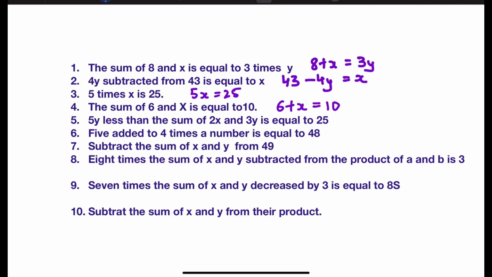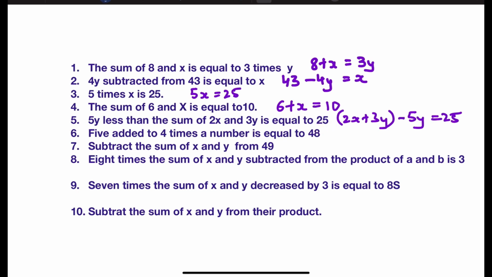5y less than the sum of 2x and 3y is equal to 25. Okay, maybe I had not done this with you, but okay. 2x plus 3y minus 5y is 25. 5y less than the sum of, first we'll write the sum of this, because 5y is less than that. 2x plus 3y, okay, 2x plus 3y. 5y less than it is equal to 25.